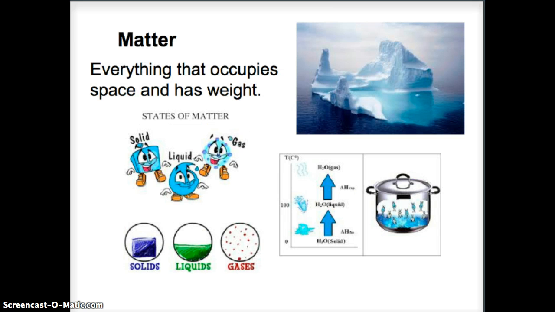What is matter? Matter is everything that occupies space and has weight. Matter comes in three different states. They can be solid, liquid, or gas. The easiest to understand on that is water. In a below 0 Celsius environment, the water is solid as ice. Between 0 and 100 degrees Celsius, the water is liquid. And then afterwards it becomes steam, and that's its gaseous state.